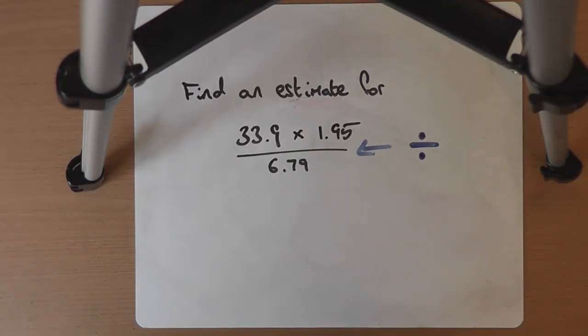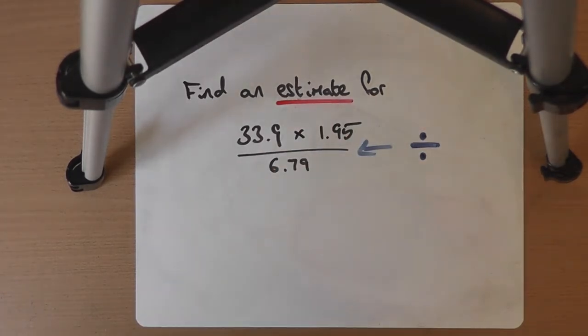Well, bearing that in mind, our question is now find an estimate for, with that keyword of estimate. We do not want to work this out as an exact answer, we just need a rough answer to give us a size guide. Find an estimate for 33.9 times 1.95, all of that divided by 6.79. Again, we've got a little bit of flexibility as to what we choose to round these numbers to, and different things might work out differently to give us slightly different answers. But we want to make this as easy to do in the final answer as possible.